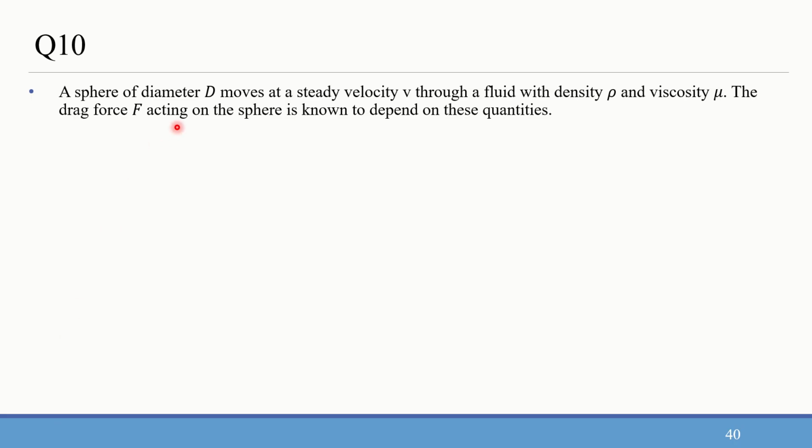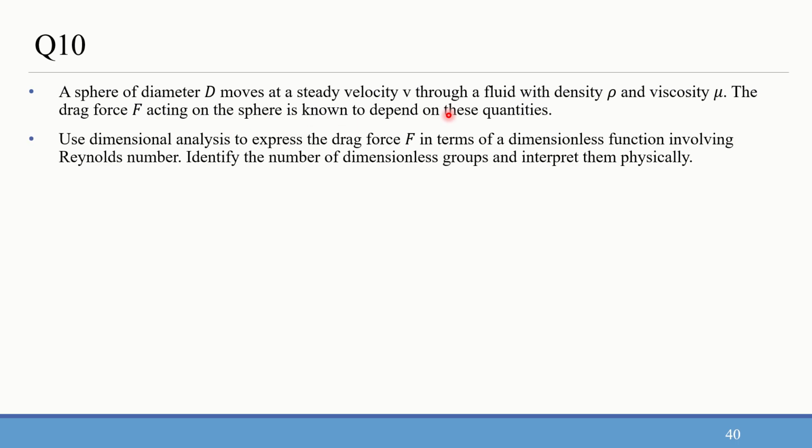So in question 10, what is given? A sphere of diameter d moves at a steady velocity v through a fluid with density rho and viscosity mu. The drag force acting on the sphere is known to depend on these quantities: diameter of the particle, steady velocity v, density rho, and viscosity mu.